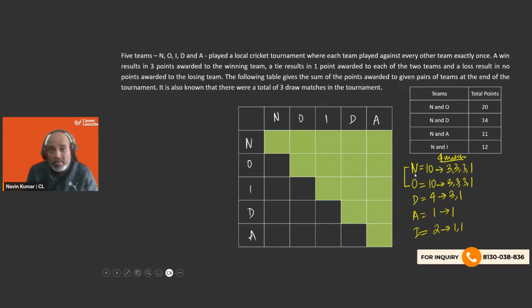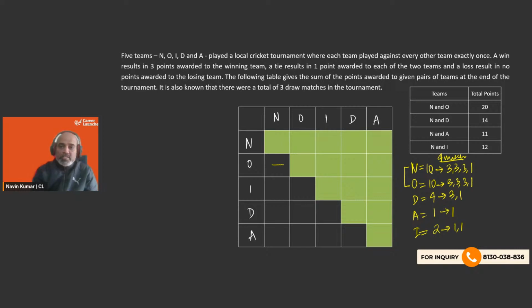He won 3 of them and there was 1 match which was drawn. So basically, the match between N and O did not result in a win-loss. It resulted in a draw. So I'm going to put a hyphen to denote it resulted in a draw.